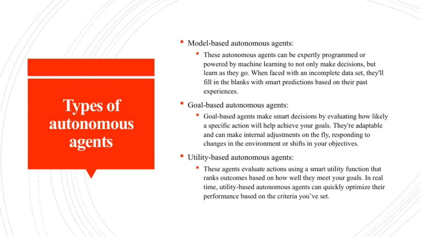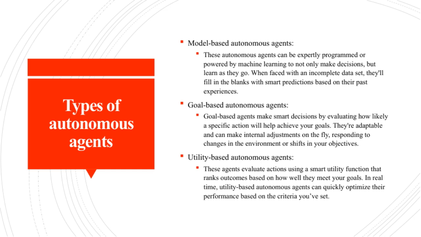Now, let's look at the different types of autonomous agents and see how they operate. First, we have model-based autonomous agents. These can be expertly programmed or powered by machine learning, which means they not only make decisions, but also learn as they go. When they encounter incomplete data, they can intelligently fill in the gaps by making predictions based on their past experiences. This ability to learn and adapt is key to making them more effective over time.